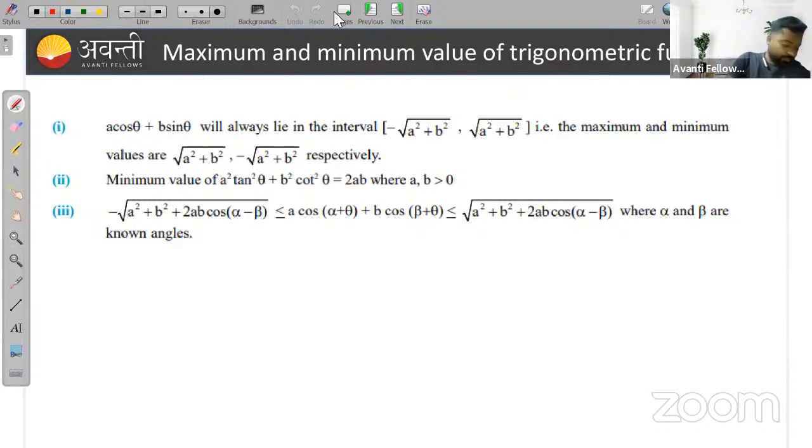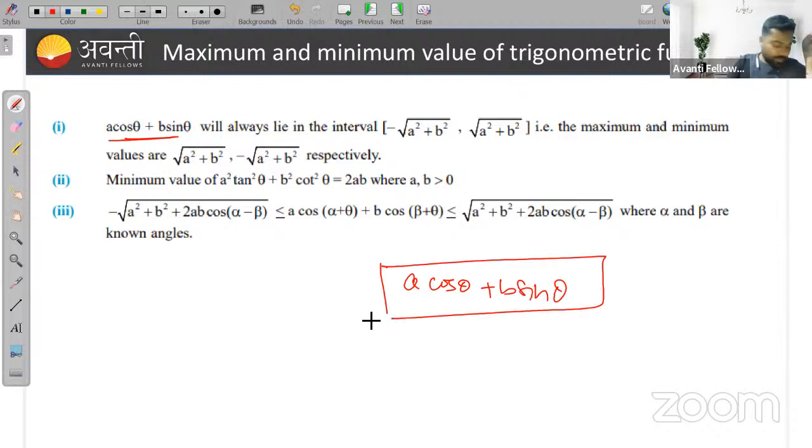Okay. So how can you find the maximum and minimum value when you have the function as a cos theta plus b sin theta? If you have any expression of this type, how can you find the maximum and minimum value of such a trigonometric expression? It's very simple. No need to go through the derivation. I am just telling you.